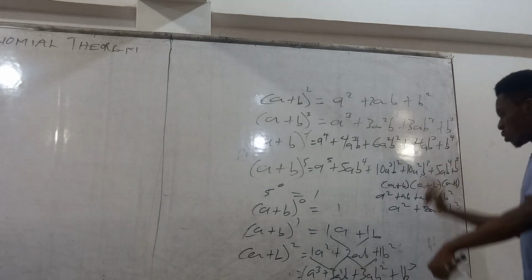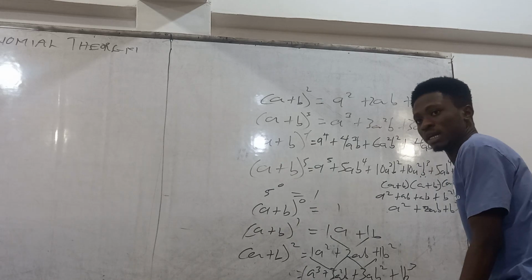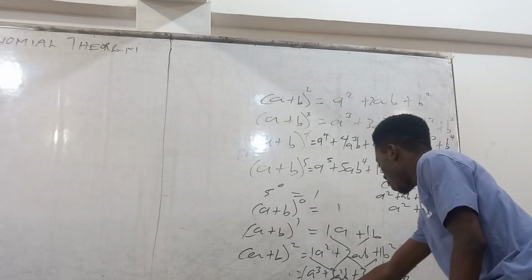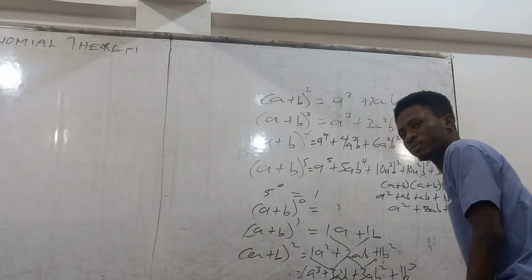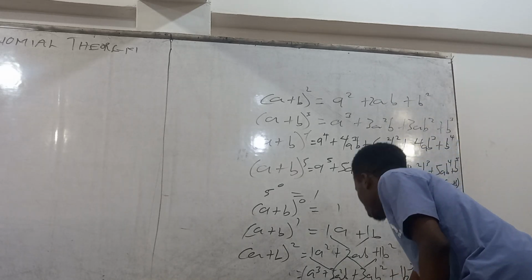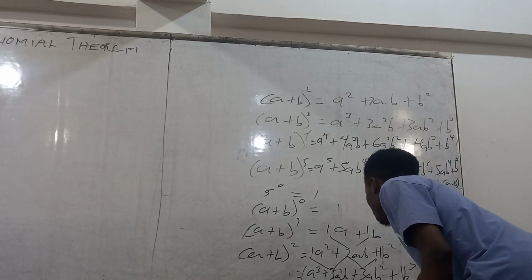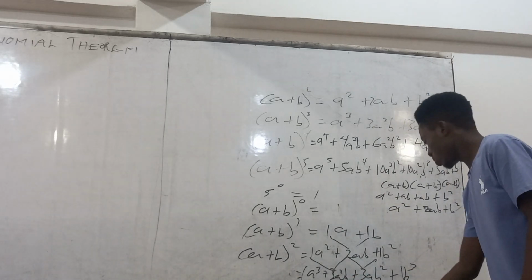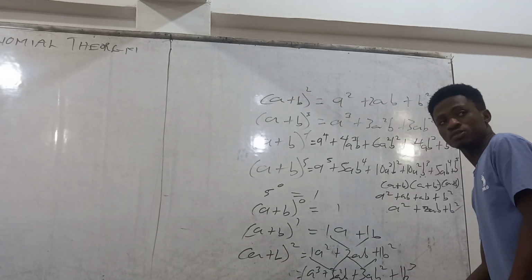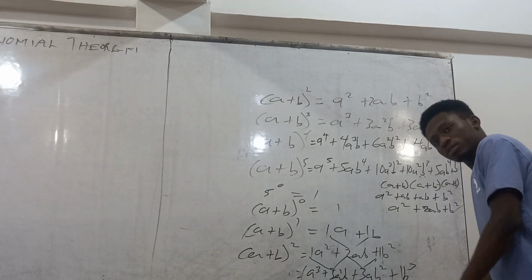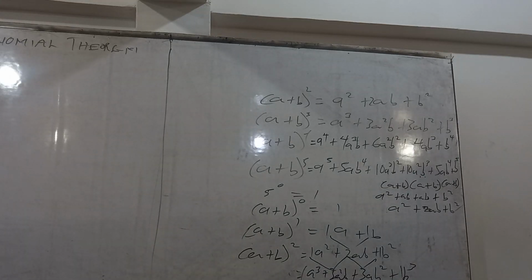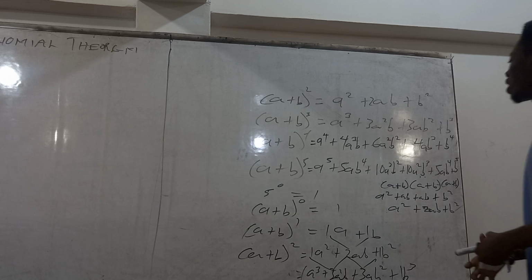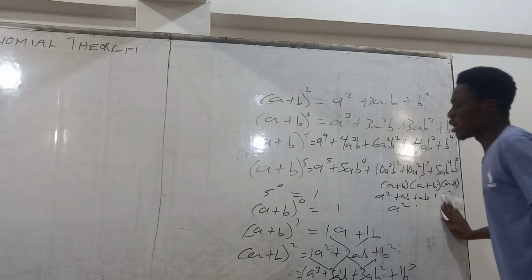Then he went to the fifth one. He knows that it starts with 1 and ends with 1. So when you add this and this, you get 5. When you add this and this, you get what? 10. That's 4 plus 6 is 10. And 6 plus 4, 10. 4 plus 1, 5. Then 1. So that's how you deduce the coefficients. You understand? So that's Pascal's triangle.